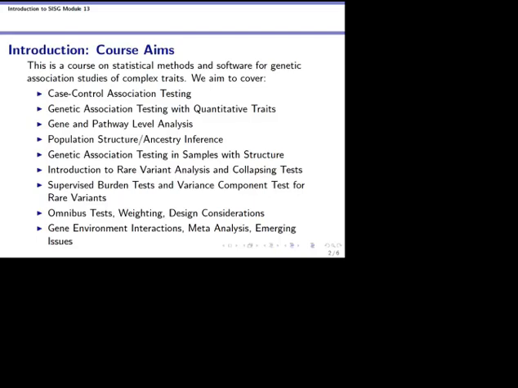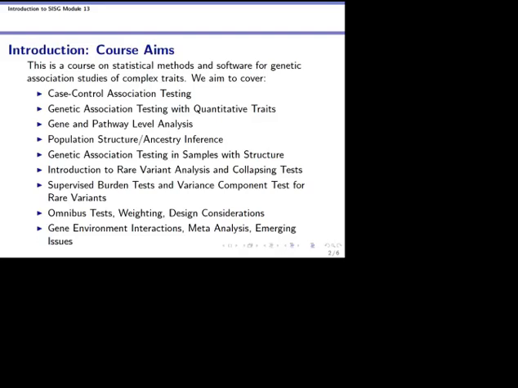We're also going to talk about genetic association testing with quantitative traits. Also, some of the methods available for gene and pathway level analysis. We're also going to talk about how to use genetic data to infer ancestry, population structure, and ancestry differences among individuals, which is often an important issue in genetic association studies where there can be confounding due to ancestry differences among individuals. So we're going to talk about how to infer ancestry as well as how to adjust for it when you're doing genetic association testing and some of the methods that are available out there for that.